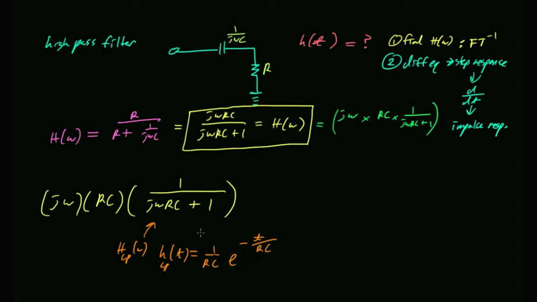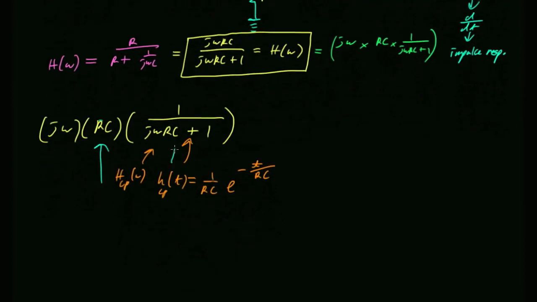Sure is. Good. Now I've taken the inverse Fourier transform of that. Now, if I multiply the Fourier transform by RC, what do I do to the impulse response? I'm going to take this and also multiply it by RC. So far, the inverse Fourier transform of this part is this impulse response.